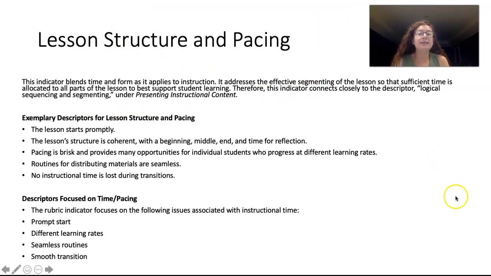Another part of the rubric is lesson structure and pacing. Now, especially for my newer teachers, this is tough, right? How many of us have done a lesson and we're like, oh, that went over way too long, or that was too short? Like, this happens all the time, but it's an easy fix because you learn very quickly what your students can do quickly and where things are going to slow your students down. So this indicator blends time and form as it applies to instruction. It addresses the effective segmenting of the lesson, right? We need to give our students time to think about things and digest them, but also, are we presenting material in a logical manner?